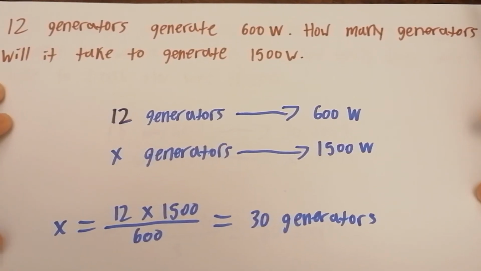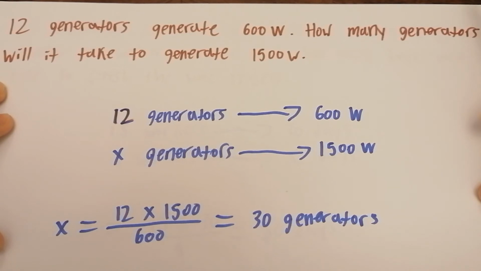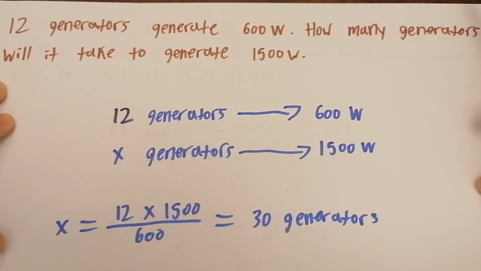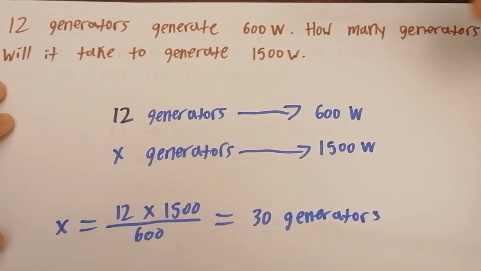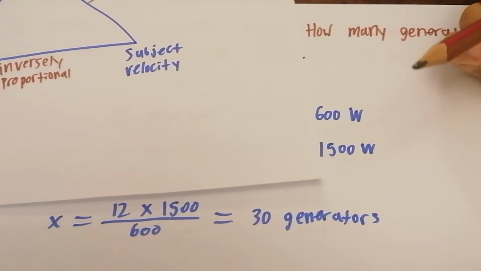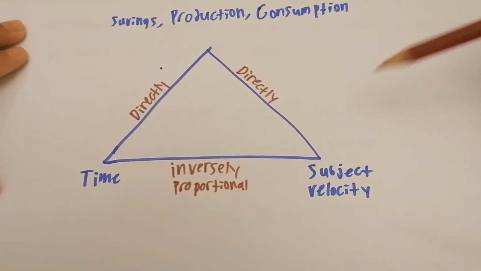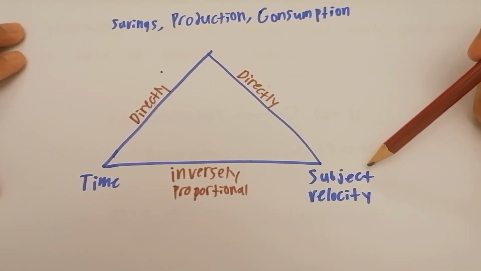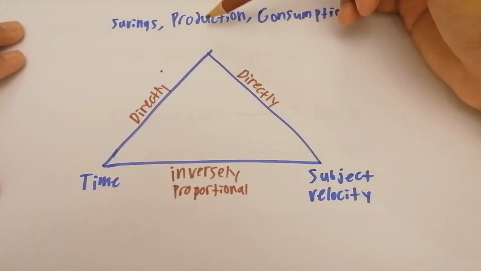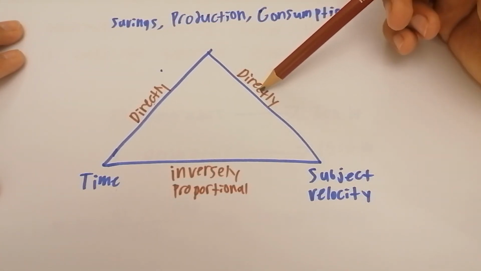12 generators generate 600 watts of electricity. How many generators will it take to generate 1,500 watts? So if we go back to the triangle, we notice a relation between the subject, or the generators, and production. This indicates a direct proportion.